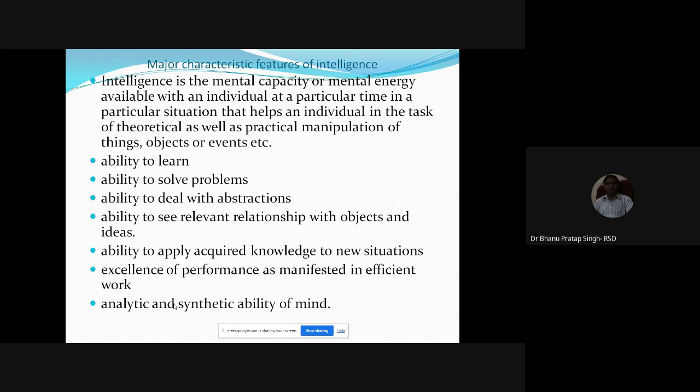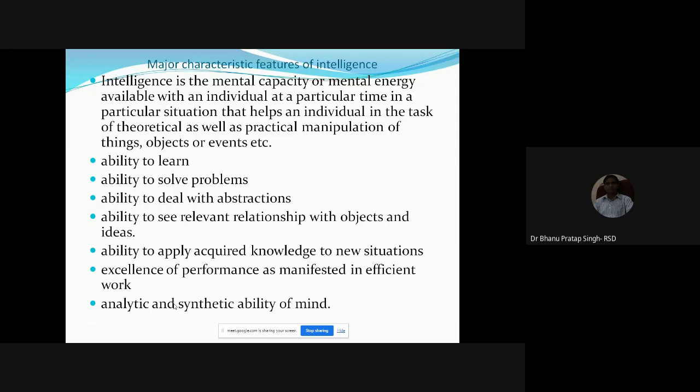So, what are the major characteristics of intelligence? Intelligence is the mental capacity, mental energy available with the individual at a particular time in a particular situation, and that helps an individual in the task of theoretical as well as practical manipulation of things. These are the ability to learn, the ability to solve problems.